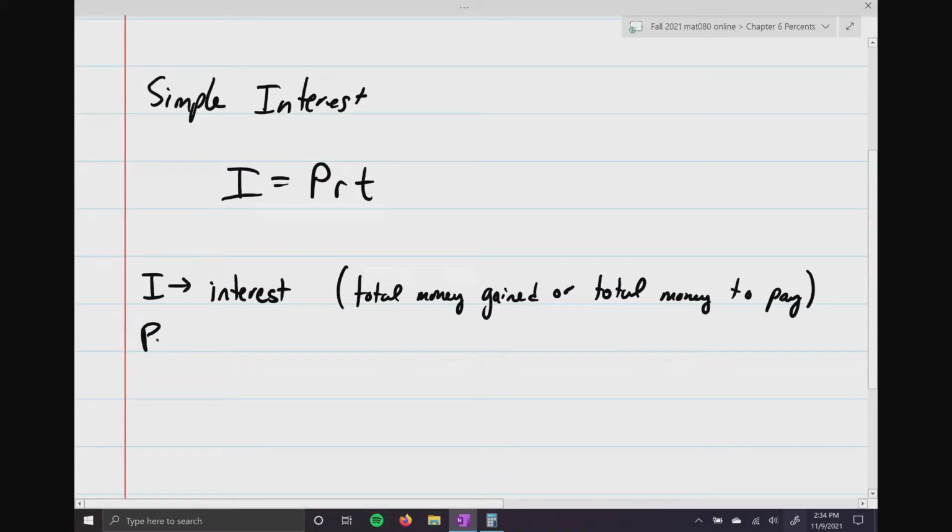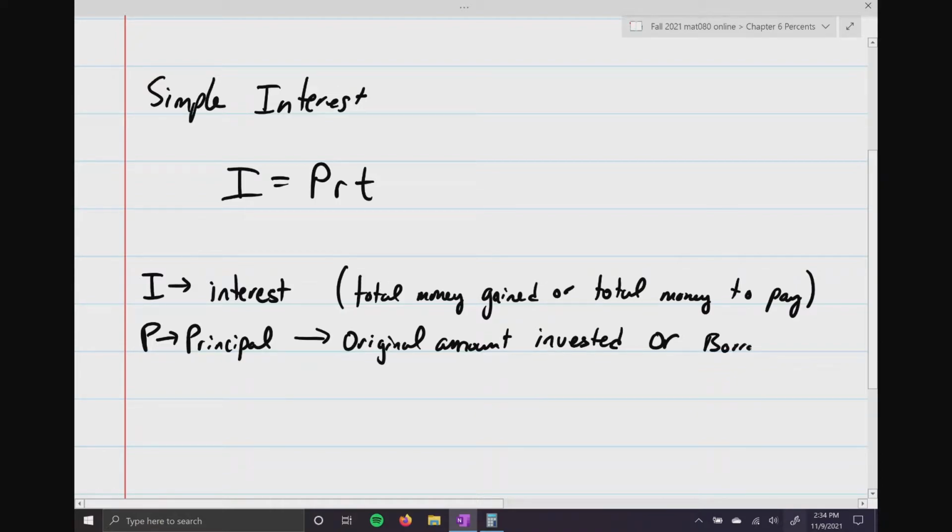P stands for the principal. Now the principal is the amount invested. Actually, let me be more specific here. It's the original amount invested or borrowed, okay? R stands for the rate. All right? And this will be given as a percent, which you're going to have to convert to a decimal.